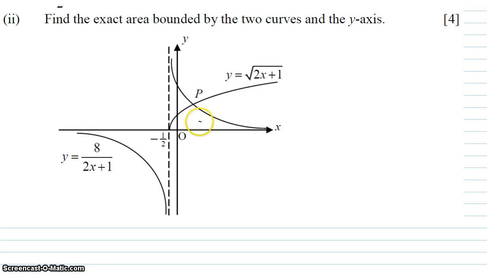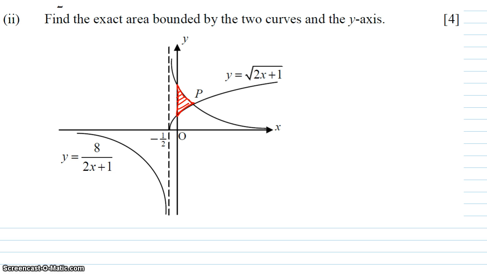So for 8 part 2, I'm asked to find the area bounded by the two curves and the y-axis. And if I look at it, the area bounded by the two curves and the y-axis is going to be this area in here, since it's the only area that has the y-axis and both curves as its boundaries. So, given that this is the area I'm looking at, what do I need to know?